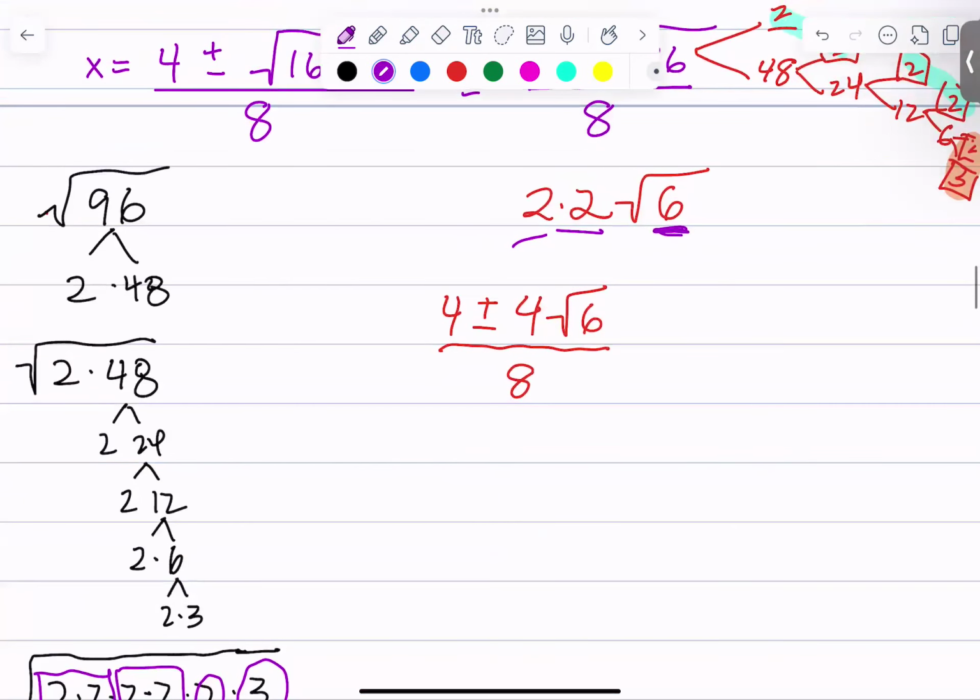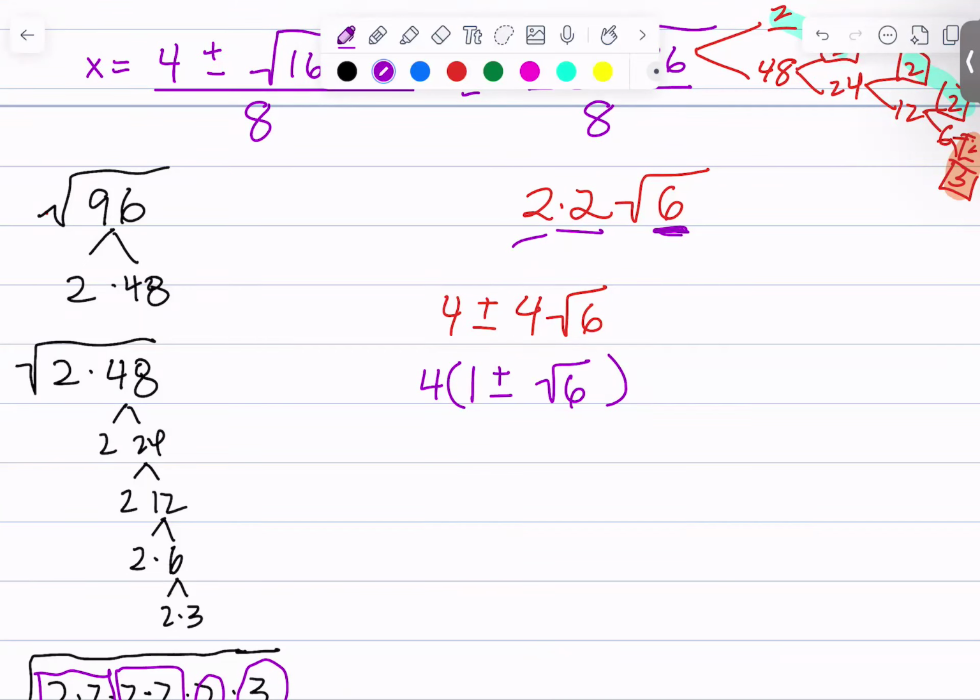So if I have 4 plus or minus 4 square root of 6, I'm going to divide it by the square root of 8 first. Looking at my numerator, what can I take out of a 4 and a 4 square root of 6? What's in common? A 4. If I take out a 4, we're dividing it by 4. So 4 divided by 4 is 1, plus or minus 4 square root of 6 divided by 4 is square root of 6.